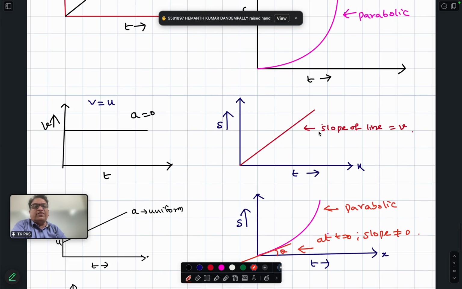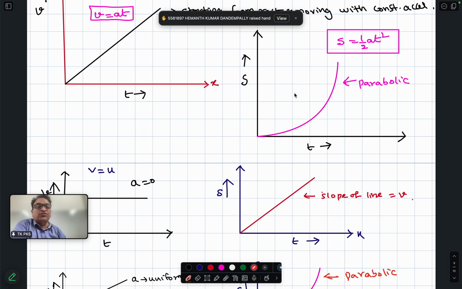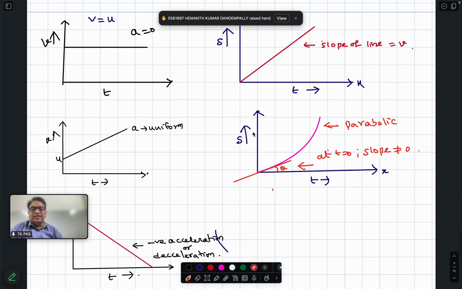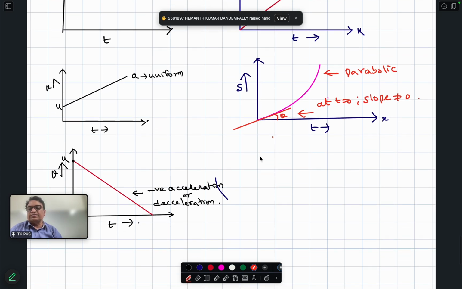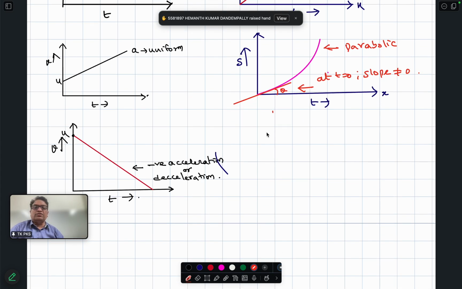What is the difference between this graph and this one? In this particular graph, it starts from 0 slope, whereas in this case, it has some initial slope. That's the difference. Next, what about this one?